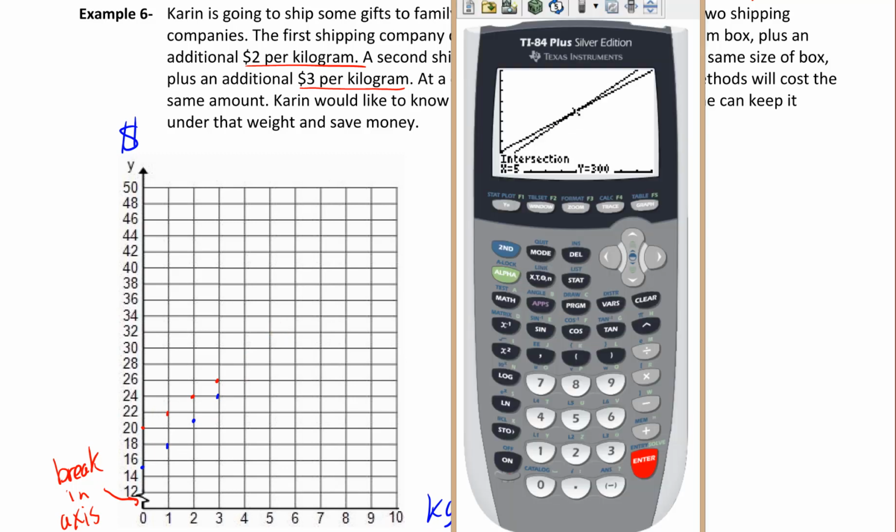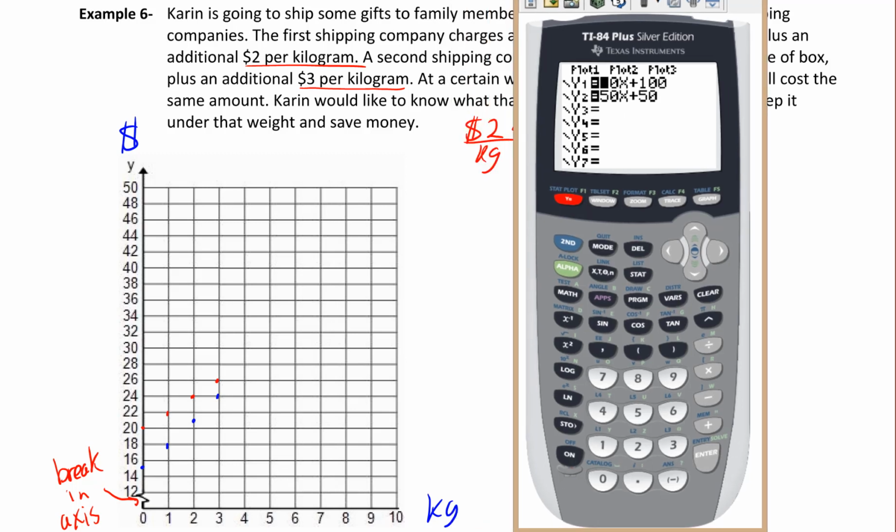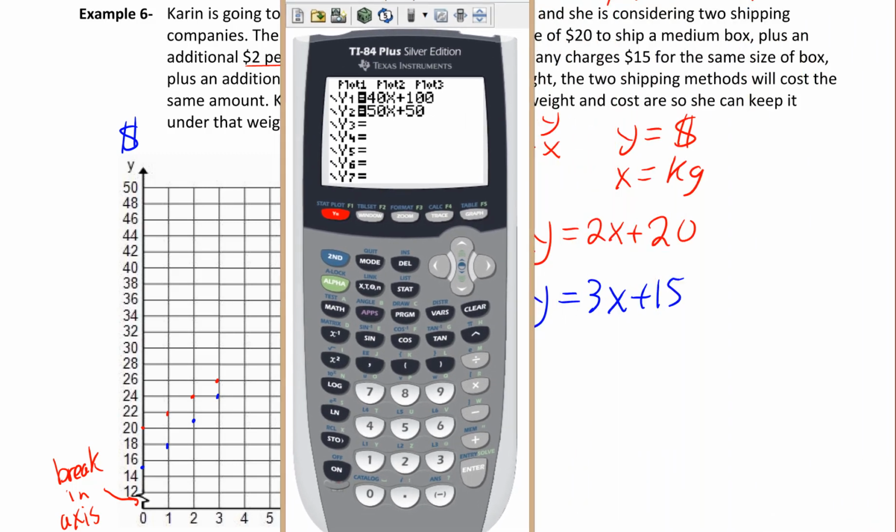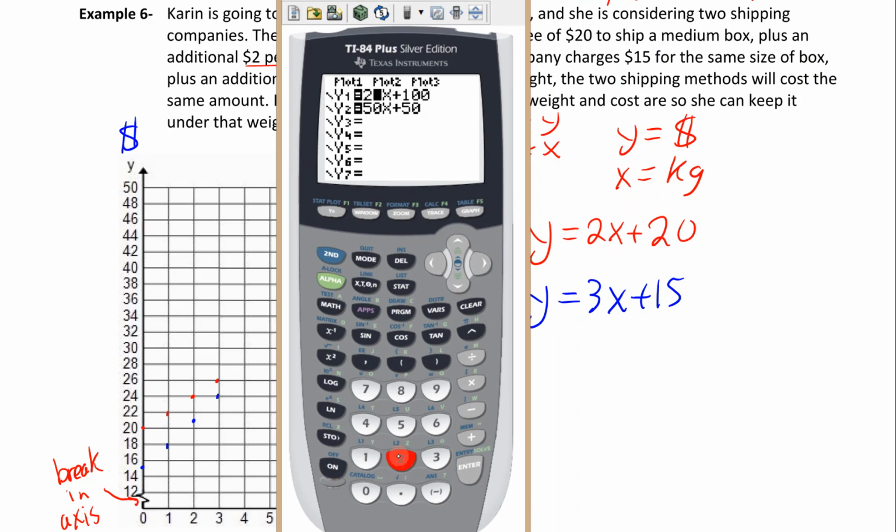I've got that last problem in here, so we're going to go ahead and change this. Let's see what we had here. We need to make this a 2x plus 20. We'll get rid of that other stuff right there. Make sure we've got that in the right way. 2x plus 20. The other one is 3x plus 15. Get rid of that 0 on that one. Make sure that it looks all right.